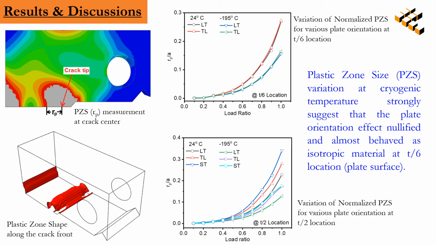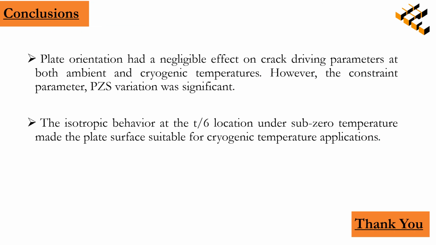Now an effort is also made to understand what the constraint level at the crack front is. Here we have used the plastic zone size as a constraint parameter, and it is also strongly suggesting that the plate orientation effect has been nullified at the T by 6 location, that is at the plate surface.